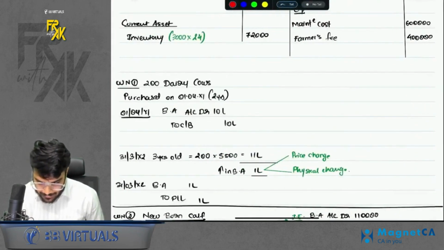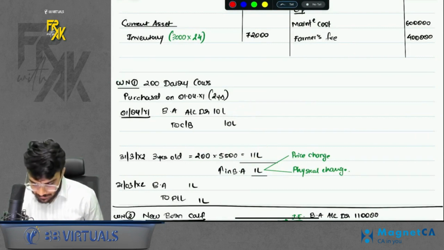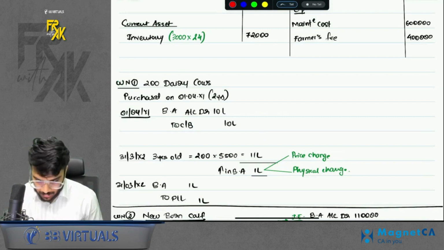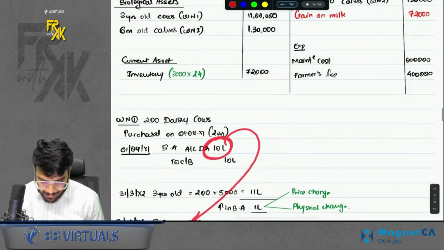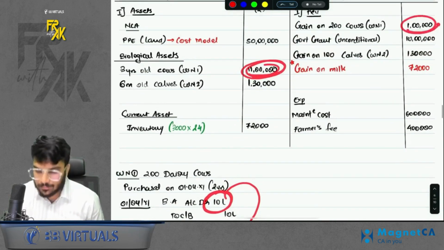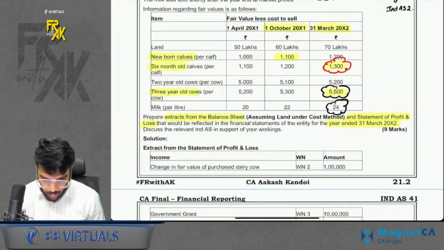So from 10 lakhs, their value became 11 lakhs. So whatever the increase is, you will book in profit and loss. So what will be the impact on balance sheet? You had a biological asset of 10 lakhs increased by 1 lakh. So you will record in balance sheet at 11 lakhs. And for gain, you will record only 1 lakh gain, right? Simple. Achha. Then what did we have?